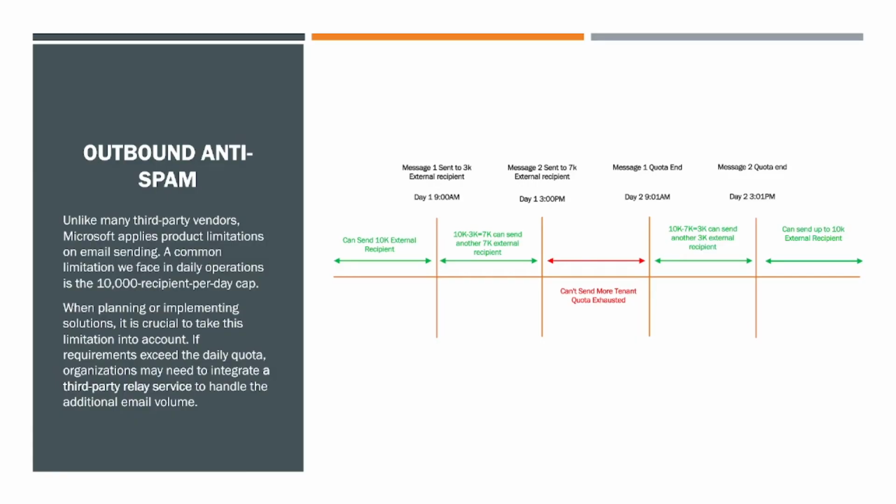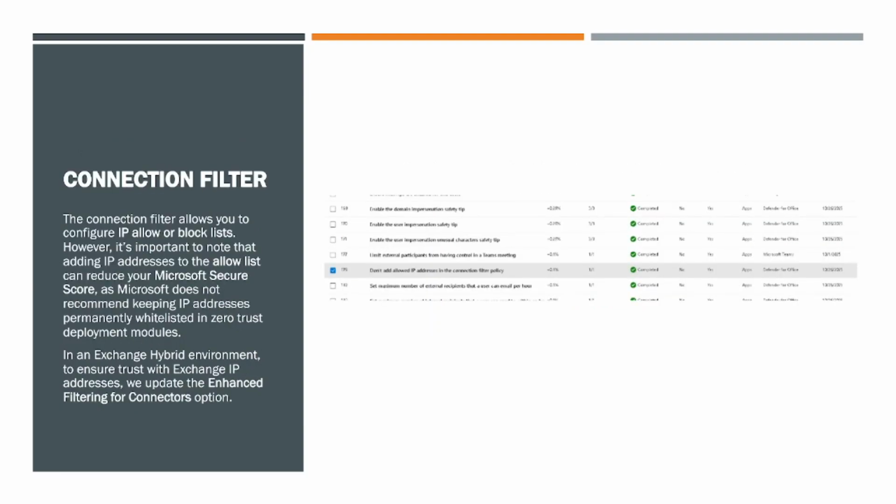When planning or implementing solutions, it is crucial to take this limitation into account. If the requirements exceed the daily quota, organizations may need to integrate a third-party relay service to handle the additional email volume. Connection filter. The connection filter allows you to configure the IP allow or block list.